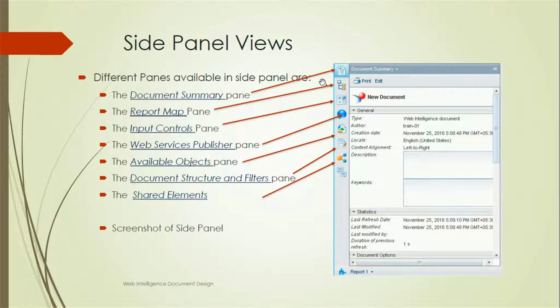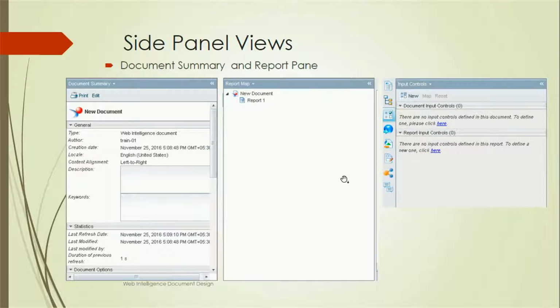The first one is the document summary. The second one is the report map, then input controls. The third one is web services publisher, then available objects. If you see, document structure and filters pane, and then shared elements, and the last one is the properties. Let's take them one by one.